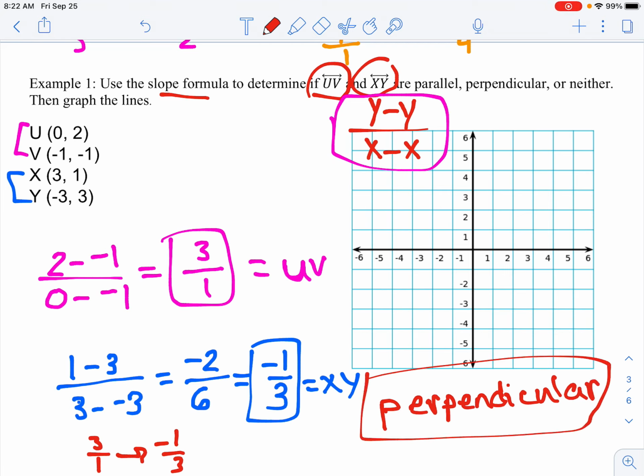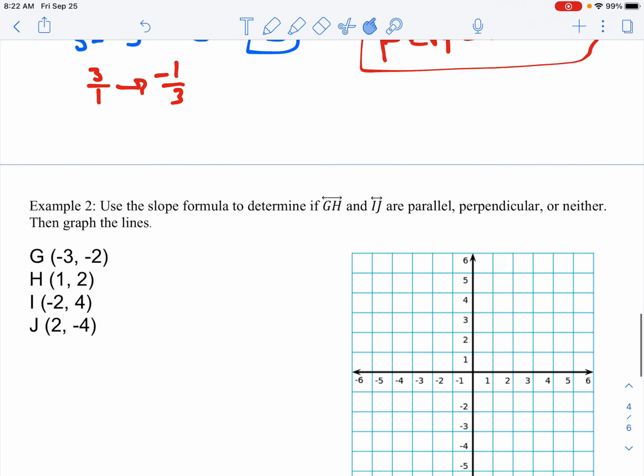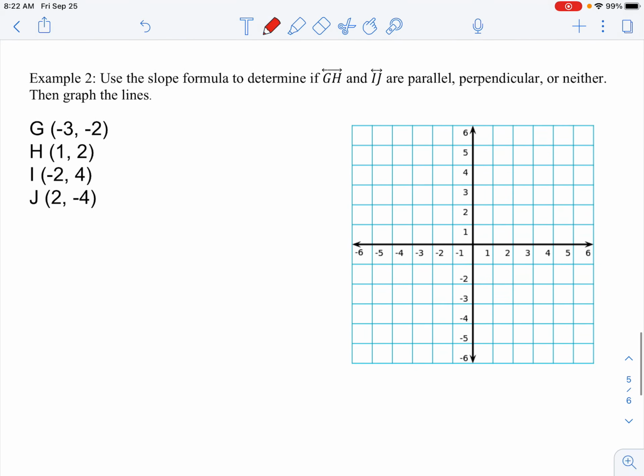All right, so we're going to do the slope formula for the letters they tell us. Then we're going to go back and ask ourselves, are they parallel? If they are, they're the same. Are they perpendicular? Did the answers, the slopes, flip and switch? Or neither if it doesn't fit either criteria. All right, let's try another one.